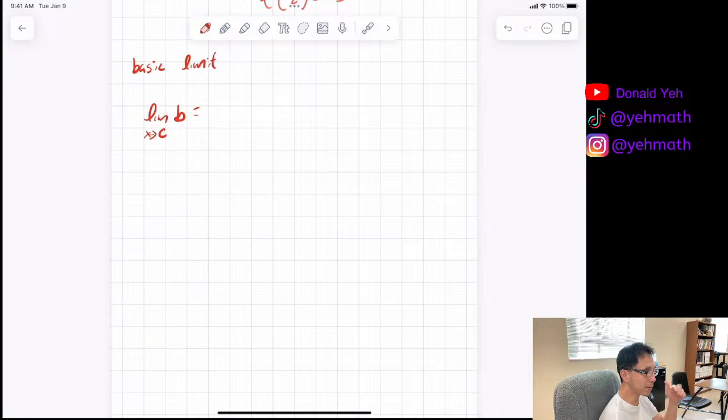So limit x approaches c of b. What do you guys think that is? No. Nice try though. I like that. Isn't it just C? That's wrong too. You guys got to think graphically. That's how you think about those questions. Even though it's a simple question, you got to start learning how to think graphically. Graphical thinking is one way to approach math.